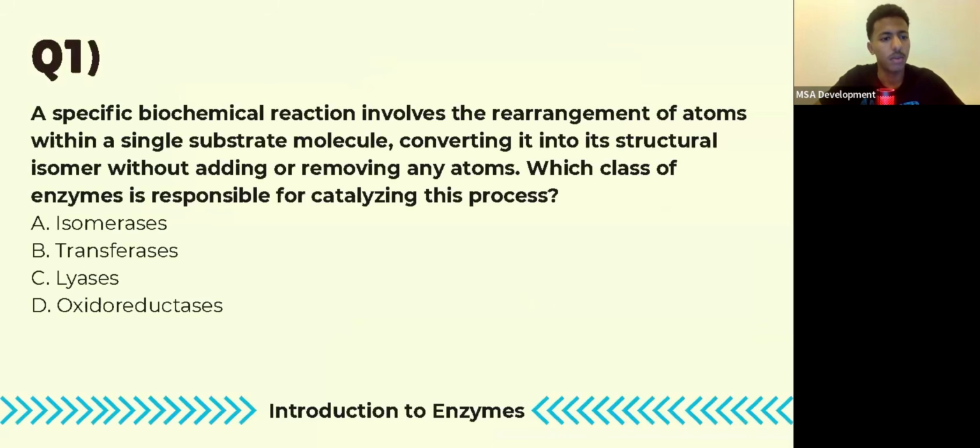Now, question one. A specific biochemical reaction involves the rearrangement of atoms within a single substrate molecule, converting it into a structural isomer without adding or removing any atoms. Which class of enzymes is responsible for catalyzing this process? I'll give you 3 seconds. 3, 2, 1. Is it A, isomerase? Yes, it is. As we explained using this guy. This is exactly what isomerases do.